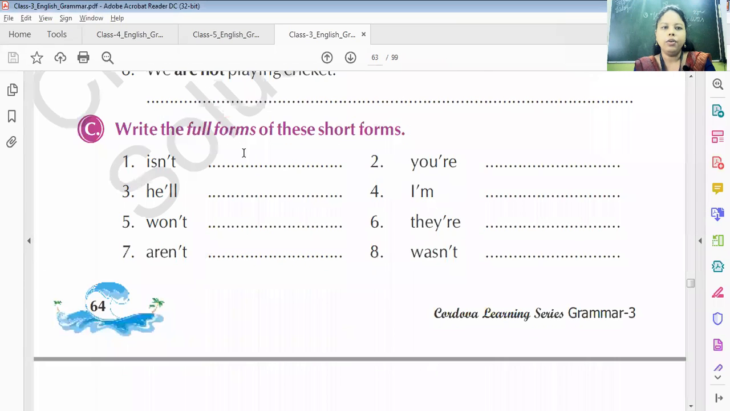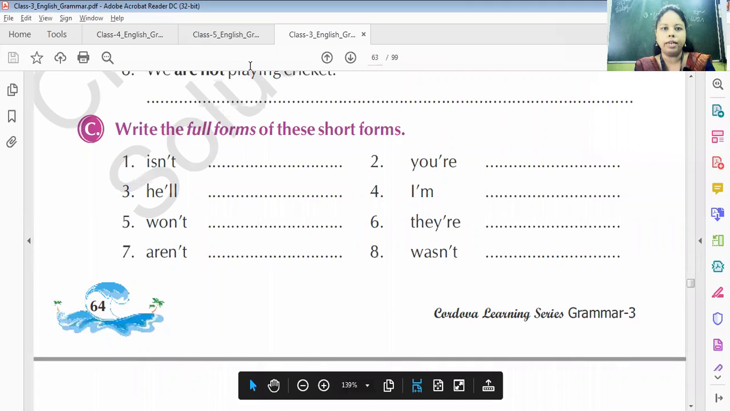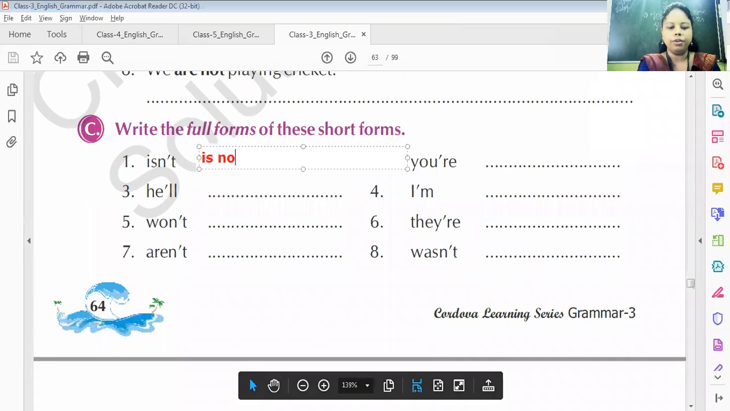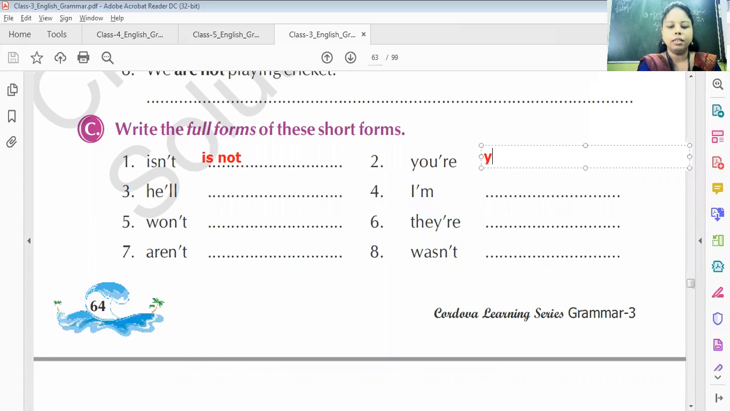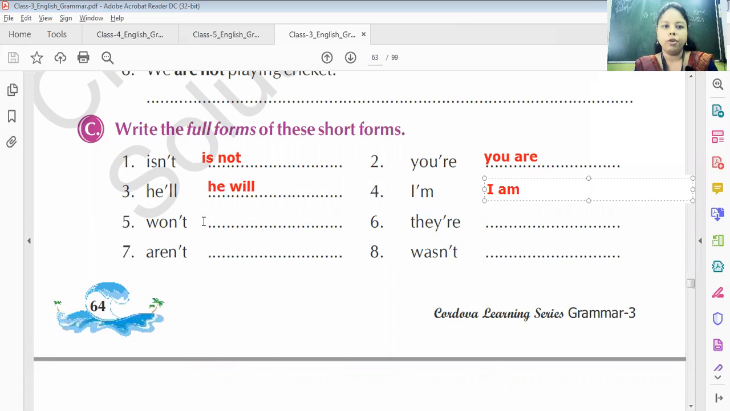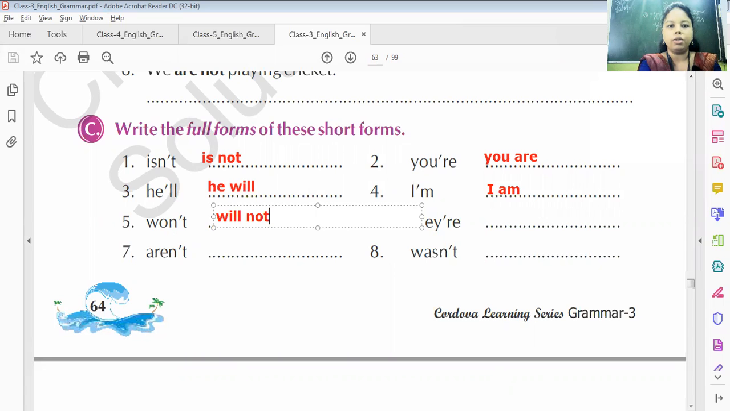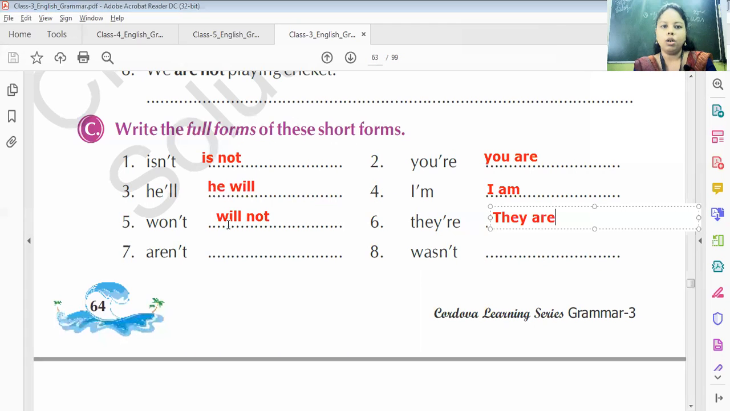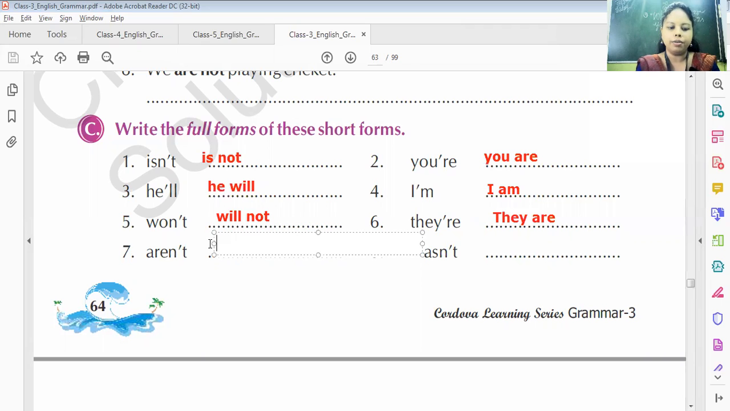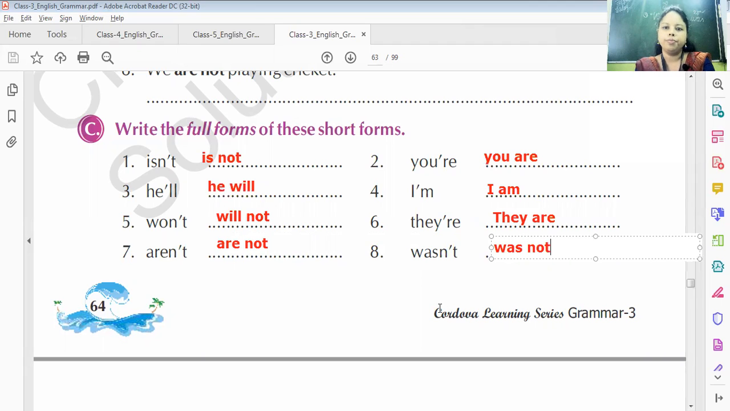Move to the next exercise. Now here we just have to write the full form of these words. Let's write them. Full form of isn't is is not. Full form of you're is you are. Full form of he'll is he will. Full form of I'm is I am. Full form of won't is will not. Full form of they're is they are. Full form of aren't is are not. Full form of wasn't is was not. Understand? I hope that you all have done this exercise as well.